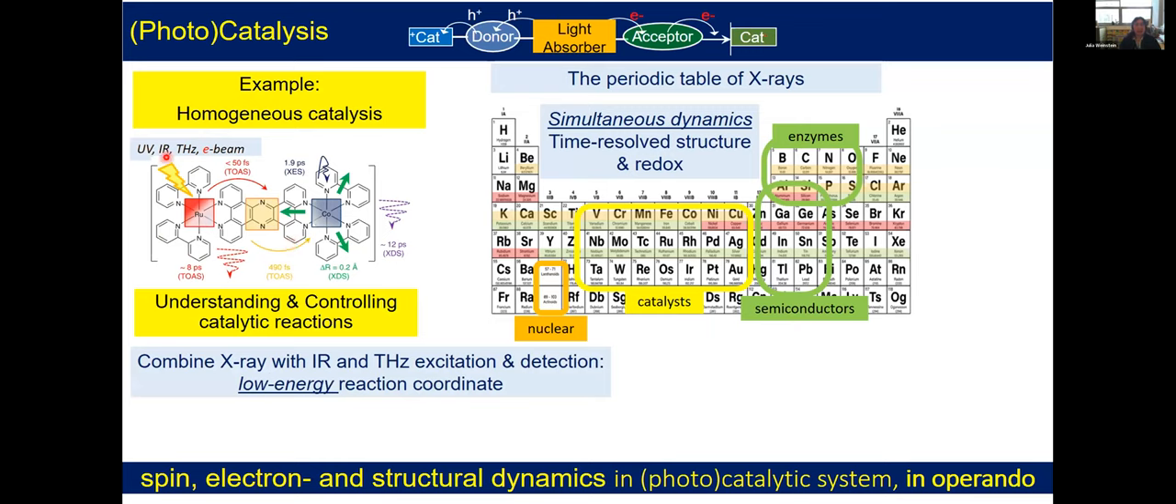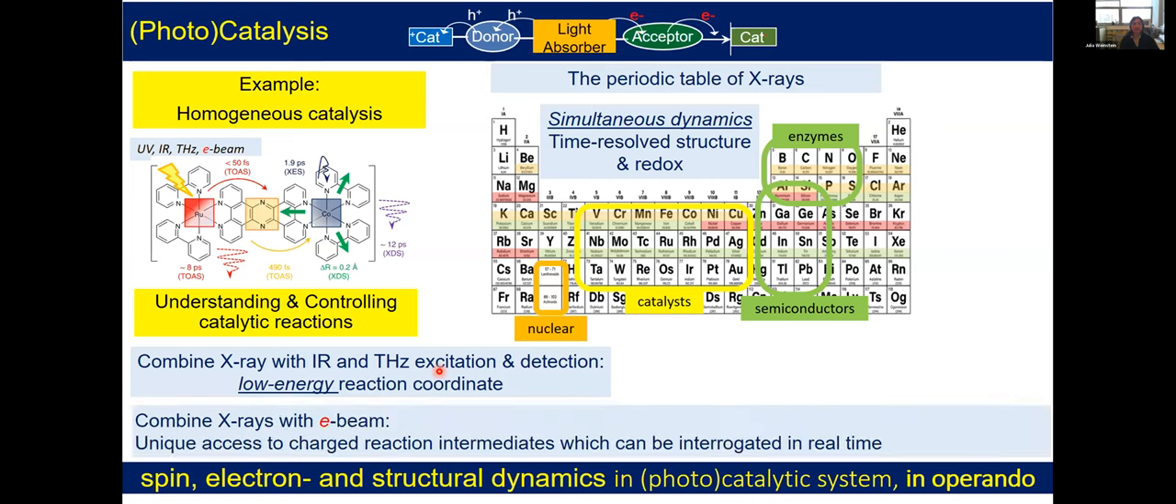So you can understand and then control catalytic reactions. And you can combine X-rays with infrared and terahertz excitation and detection. This will uniquely allow you to catch low energy reaction coordinates, those low frequency modes, which you can't really catch otherwise in real time. You can combine X-ray with electron beams, which will give you unique access to charged reaction intermediates, and you can interrogate them in real time.